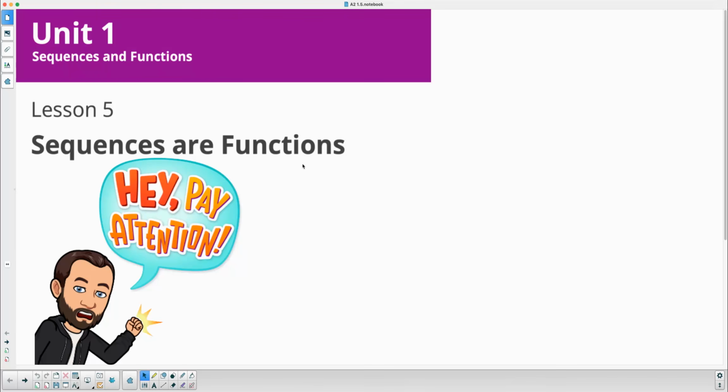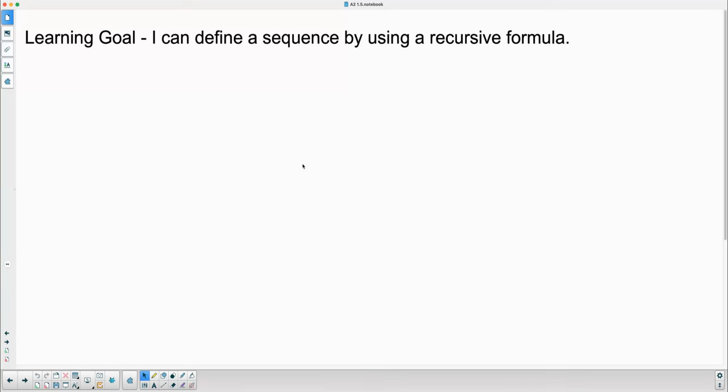Okay, Algebra 2, Unit 1, Lesson 5 is called Sequences are Functions. Okay, our learning goal today is I can define a sequence by using a recursive formula. So as you look here, the thing that probably strikes out is the word recursive formula.